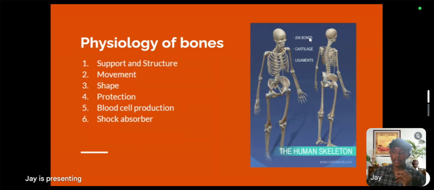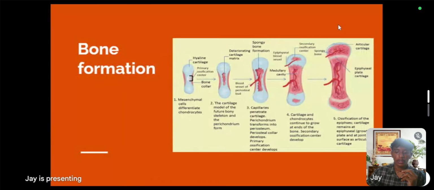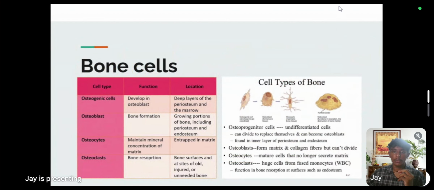So next we have bone cells. There are a few types of bone cells. First is the osteoprogenitor bone cell. Its function is to develop into osteoblasts, and it is located in the deep layers of the periosteum and the marrow. The osteoblast's function is in bone formation, assisting in that. It grows portions of bone, including the periosteum and the endosteum.